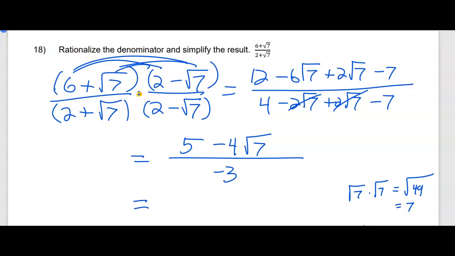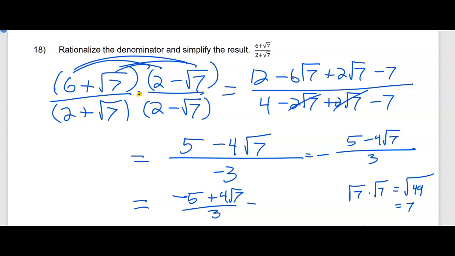You could also distribute the negative to the numerator and get negative 5 plus 4 square root of 7 over positive 3, or you could write the negative out in front. There's a lot of different approaches to writing your final answer. You could even rearrange the terms. But any of these 4 answers are correct and simplified.